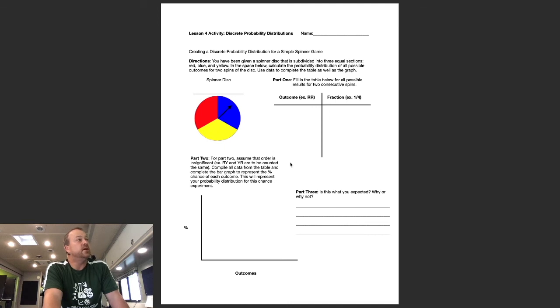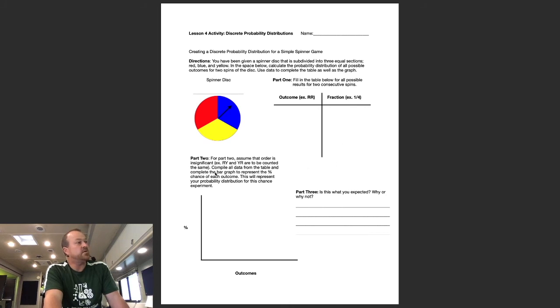So right here, you're going to write all the different outcomes for 2 spins. And I will note that you could first spin and get blue and then get red, but the next time you spun it and recorded data, you could get red and then blue. Don't be tempted to think those are exactly the same thing for this assignment. Our BY is different than YR because they came in different orders. So you'll write those all down here, and you'll write the fractions here.